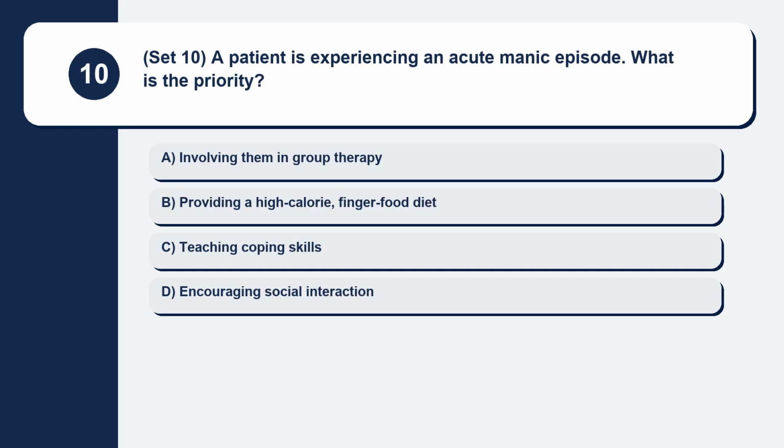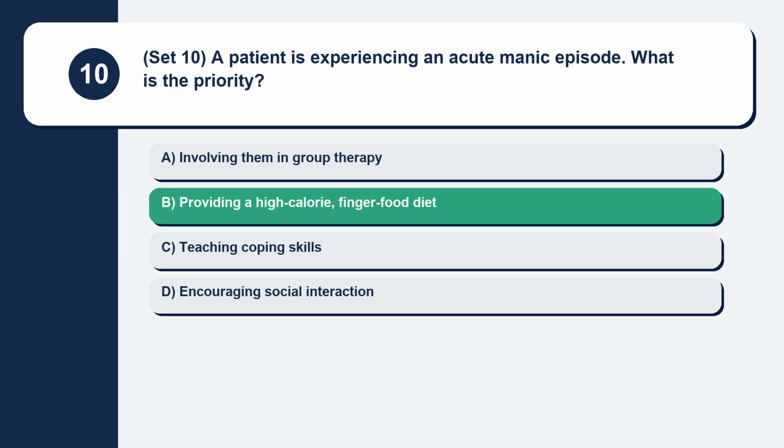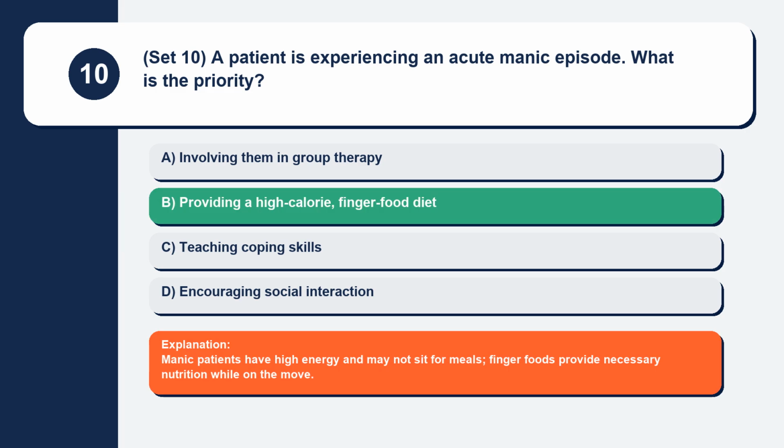Question 10. Set 10. A patient is experiencing an acute manic episode. What is the priority? Involving them in group therapy, providing a high-calorie, finger food diet, teaching coping skills, encouraging social interaction. Manic patients have high energy and may not sit for meals. Finger foods provide necessary nutrition while on the move.